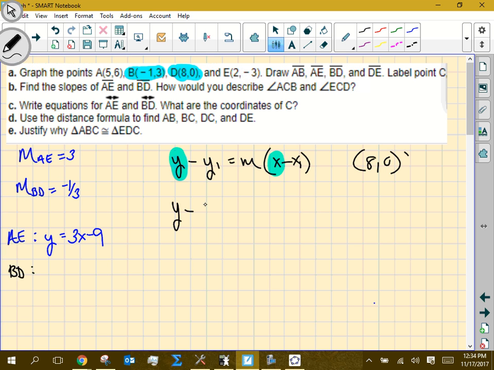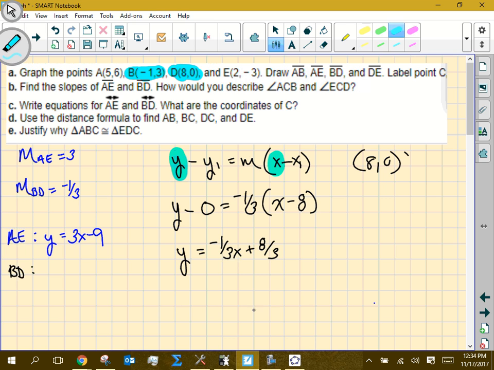Because now I've got y minus y1, y1 being 0. m is negative 1/3. And then x is 8, right? So then I get y minus 0, that's just y, equals negative 1/3 x plus 8/3. And there's my equation for BD. All right. Using that 0 saved a step for me, right? I didn't have to isolate y. It was already kind of built into the use of that point. Is that doable for everyone?